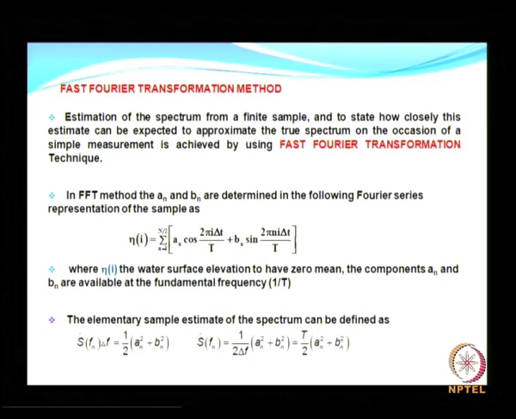So the elementary sample estimate of the spectrum can be defined as the spectral density is given as here. So you estimate the frequency components, that is A1 consisting of An and Bn, and once you arrive at these values, the spectral density can be estimated.